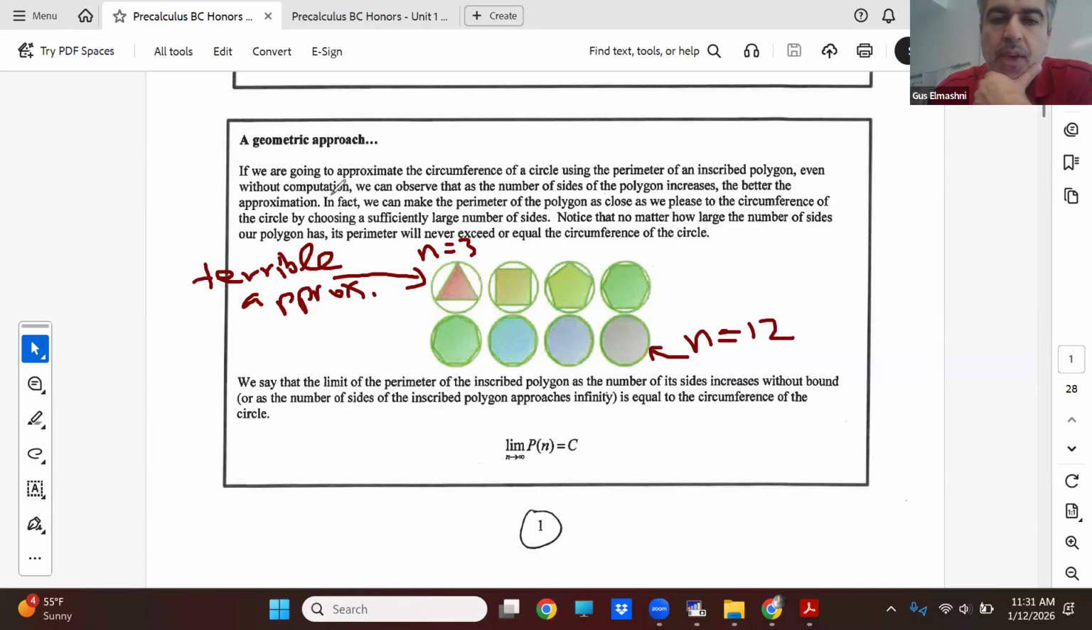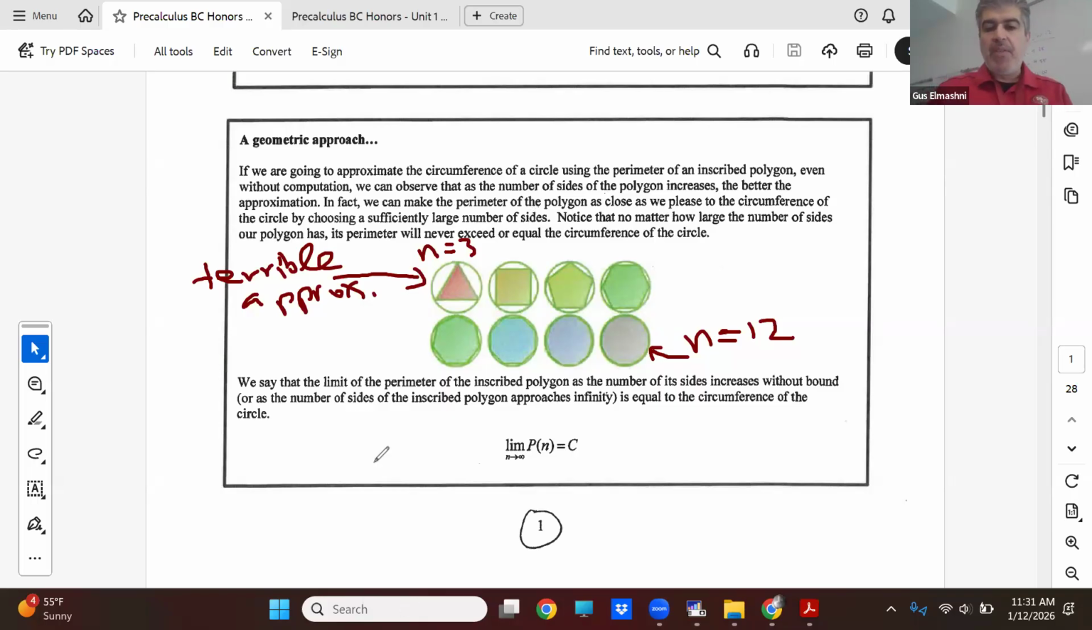So in fact we can make the perimeter of the polygon as close as we please to the circumference by increasing the number of sides. And notice no matter how large the number of sides, it will never be the true circumference. There's always going to be a gap, right? It's hard to tell, but you can see a little bit of a white portion there. So you can make n equal like 100. It's still straight edges, right? It's not nice and smooth and curved.